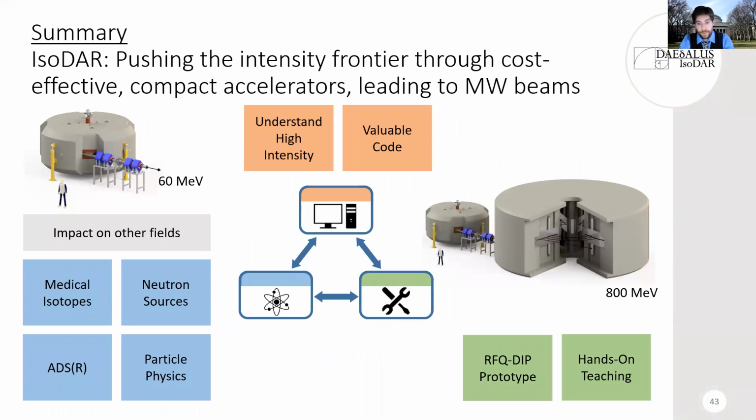All right, so that brings me to the summary slide. We're pushing the intensity frontier through cost-effective compact accelerators. We developed some code, which also helps us to understand high intensity. It has a lot of impact on other fields: medical isotopes, energy, particle physics, neutron sources, and I'm happy to show you a couple backup slides on that if you're interested.